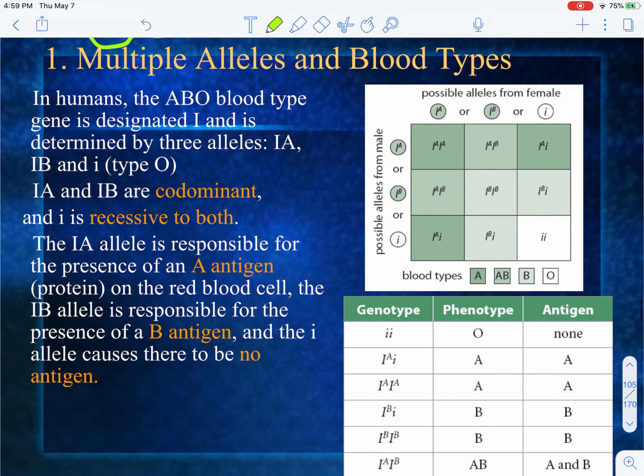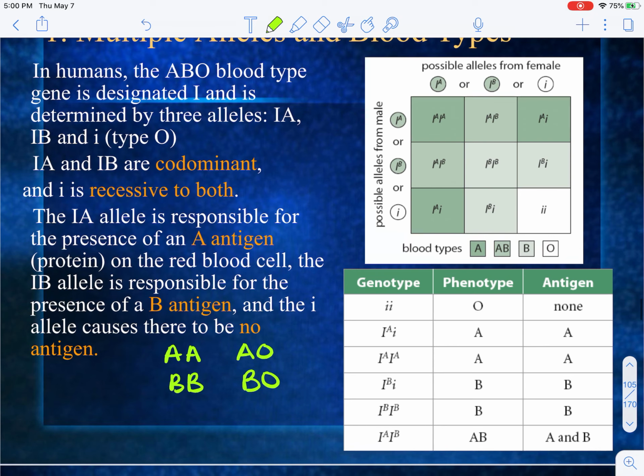Blood types might be something you remember from Bio 20. Type A people can have two A's on their two chromosomes, or they can still be type A even if they're carrying an O. Type Bs can be homozygous B, or they can be heterozygous B because they're carrying an O. That would still be B blood.